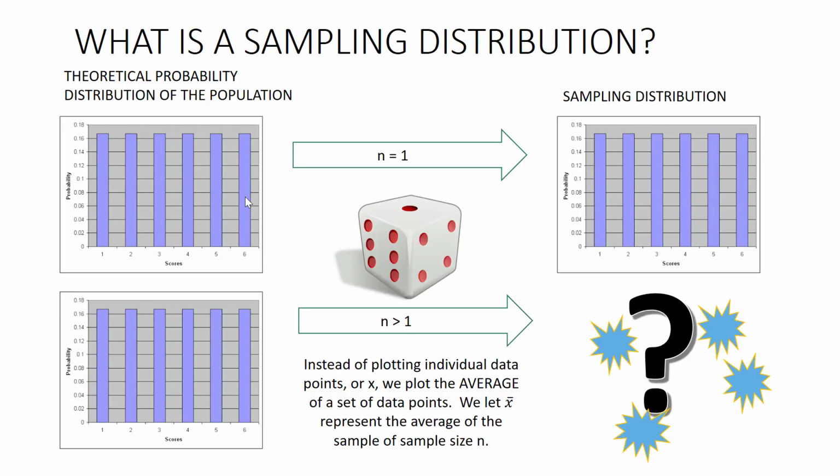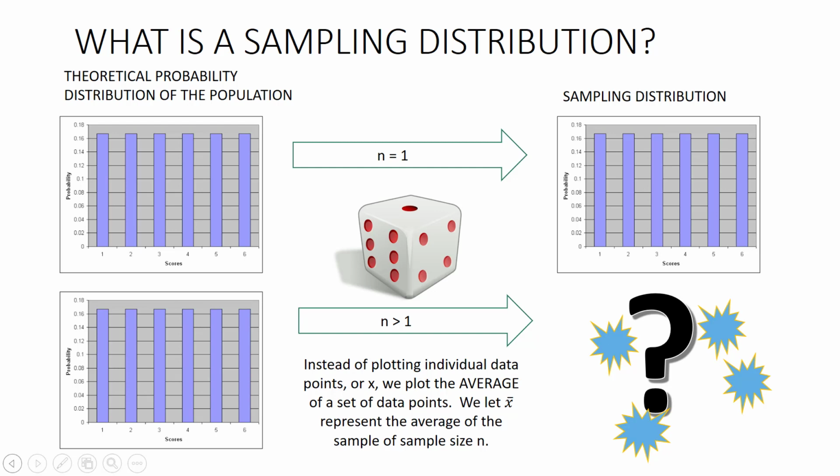So if we do that, then what happens to the shape of our graph? Okay, so for example, let's say I roll the die twice. Maybe the first roll is 2, the second roll is 6. 2 plus 6 is 8. If I take that and divide it by 2, I have an average of 4. So again, I'm not plotting these individual die rolls anymore, I'm plotting averages. So does the shape of my distribution remain uniform or does it change?